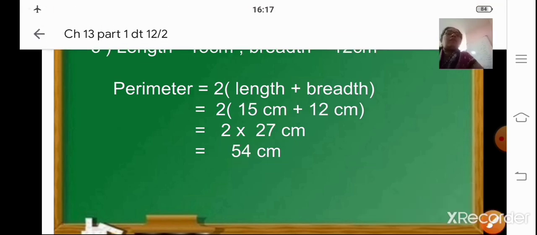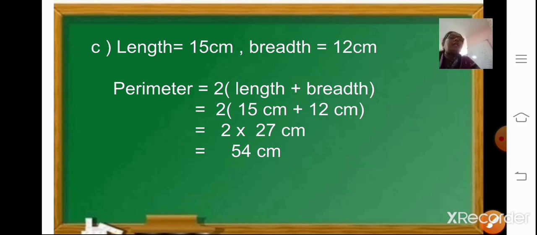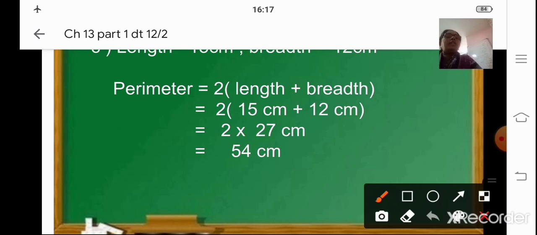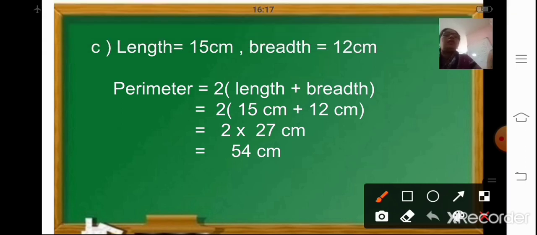Now same way, one more sum here, where the length is 15 centimeter and breadth is 12 centimeter. Now again the same formula, perimeter of a rectangle is equal to 2 into (length plus breadth). Now here no sign, if you are putting it in a bracket, that means we have to multiply. Okay, so 15 plus 12, that will be 27. So 2 into 27 is 54 centimeter. So we have to write the unit also, whether it is in meter or centimeter.